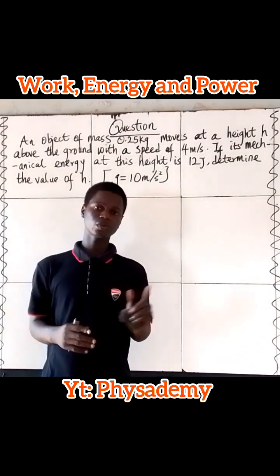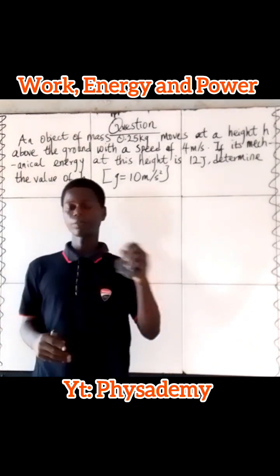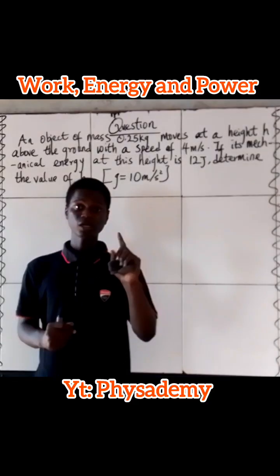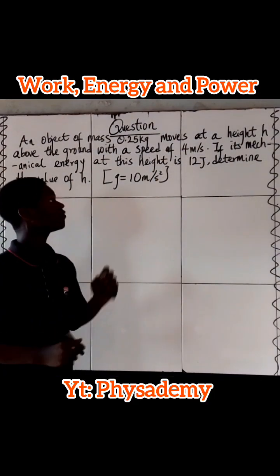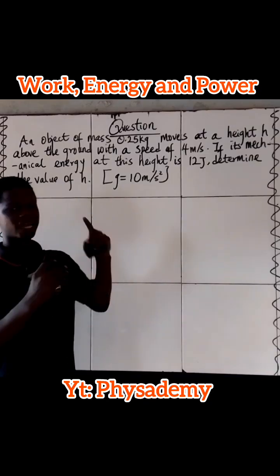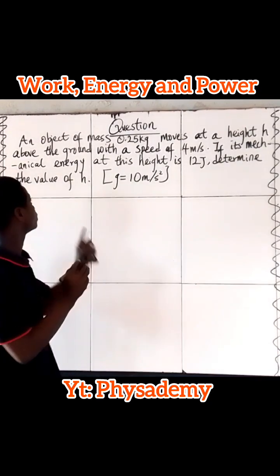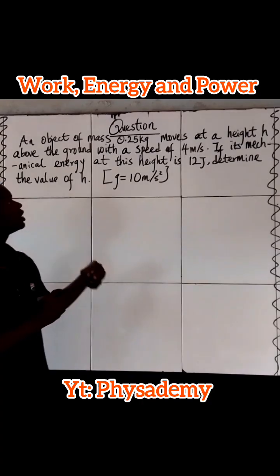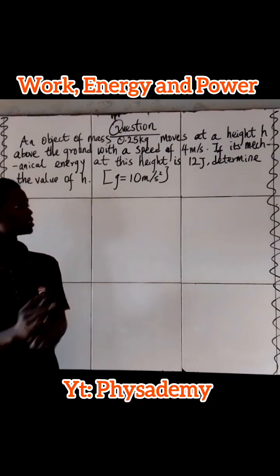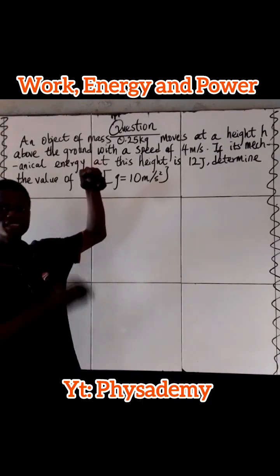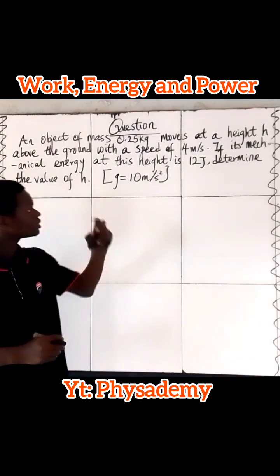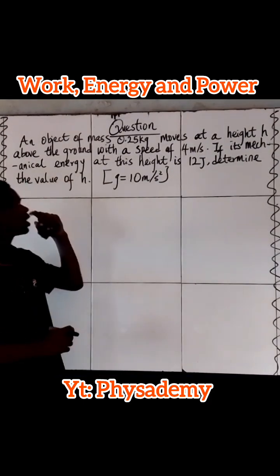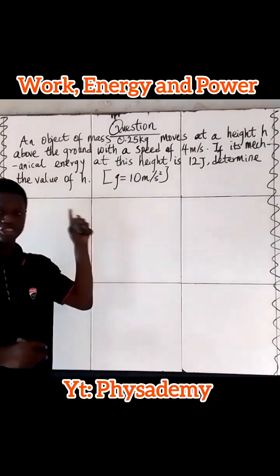So I came across this question under work, energy, and power, and I would love us to solve it together. Let's get started. It reads: an object of mass 0.25 kg moves at a height h, the height is unknown, above the ground, with a speed of 4 meters per second. So at a certain height h, it has a speed of 4 meters per second. Then it says if its mechanical energy at that height is 12 joule, we are asked to determine the value of h, which is unknown.